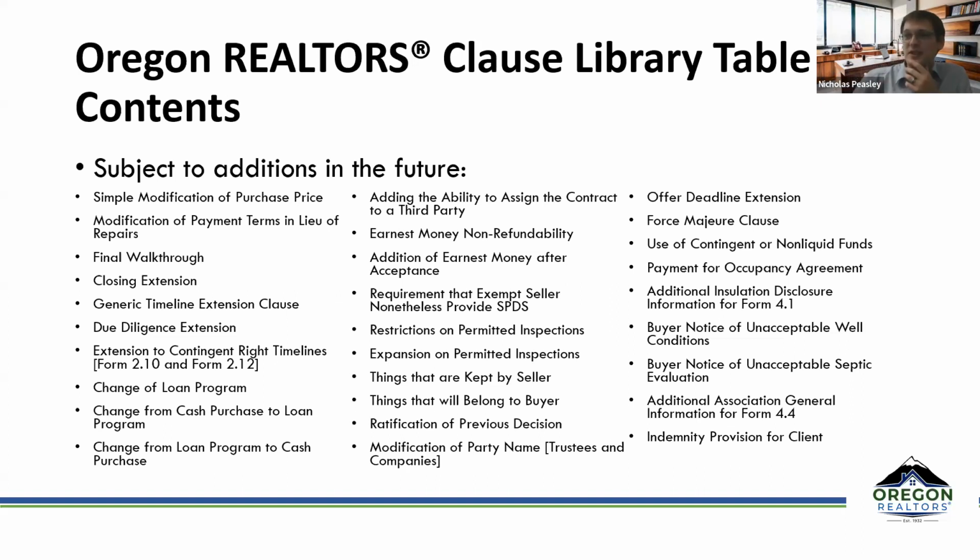We also have buyer's notice of an unacceptable well, buyer's notice of unacceptable septic systems, yuck. Additional information if you've got multiple associations. Sometimes you'll have a property that's in 2 associations simultaneously. It happens. It's not super common, but you've got extra space for that. And an indemnity provision for the client. So a way for the client to be indemnified from errors of the agent. It can be added to the agency agreements. It's not something that has to be. Some clients will be particularly concerned about that, and they will want extra indemnities, and you can have that there.